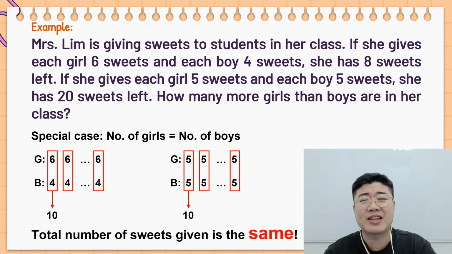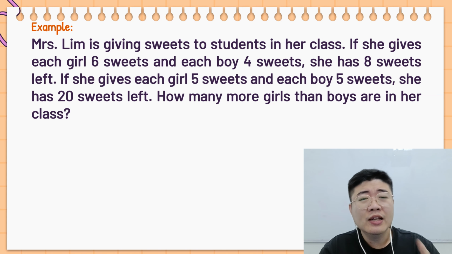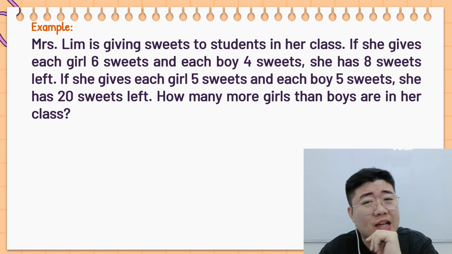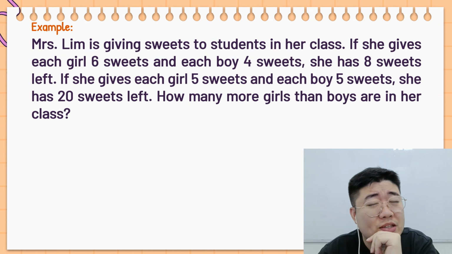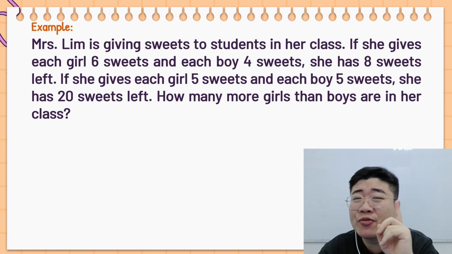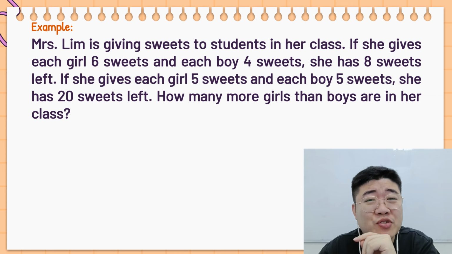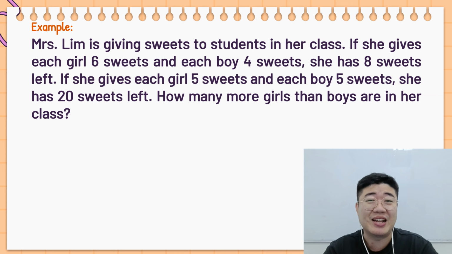So let's relook at the question. Now compare the first time and the second time. Which one have we given out more sweets? Some of you may say, the second time must give out more sweets because we got a bigger number. This is 20. But we've got to be careful here.